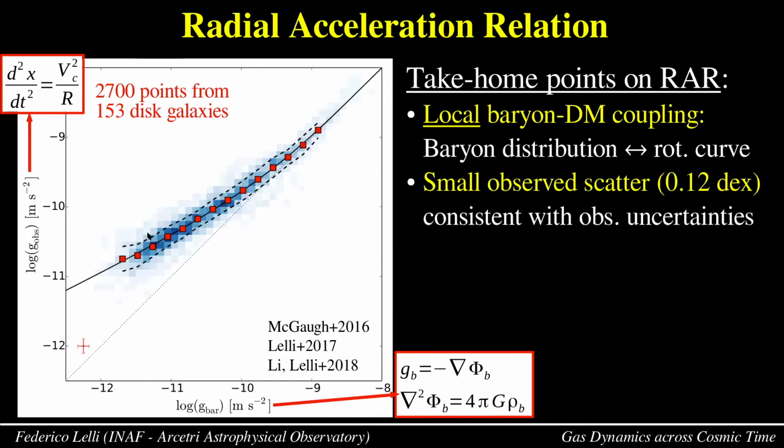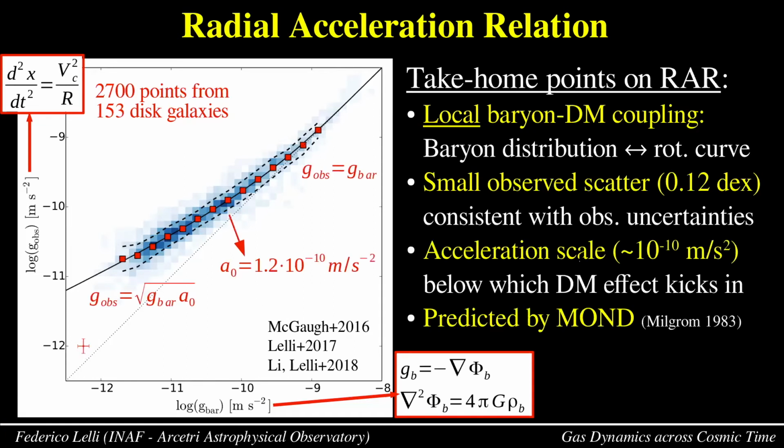So this very tight relationship is quantifying a local coupling between baryons and dark matter in galaxies. Essentially, if you know the distribution of baryons, you can predict the shape of the rotation curve and vice versa. And we can do this empirically with quite a good accuracy because the observed scatter in this relation is of the order of 0.12 dex. And it's actually consistent with the observational uncertainties that I'm showing down here. So in principle, the intrinsic relation may be even thinner.